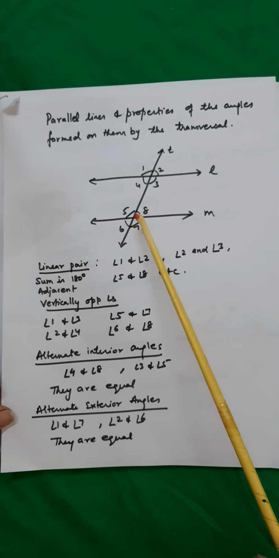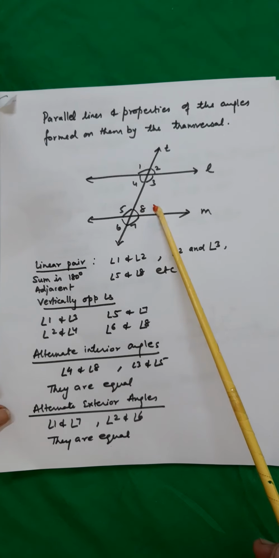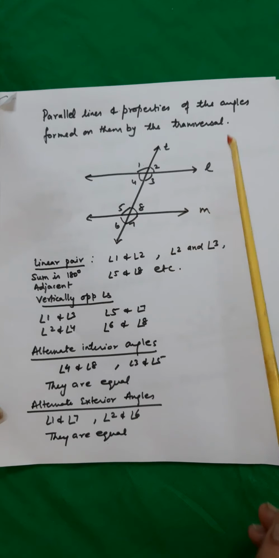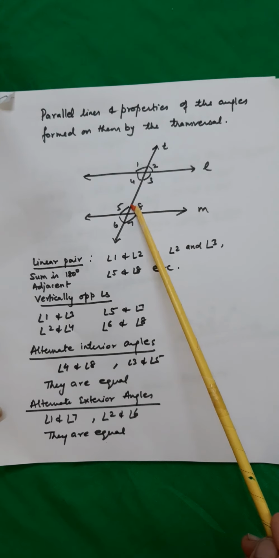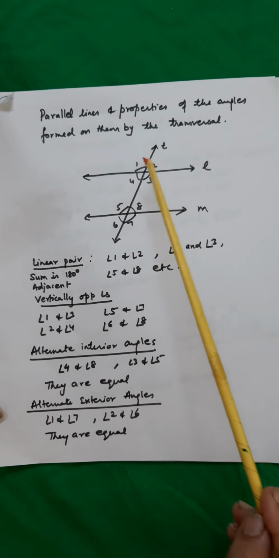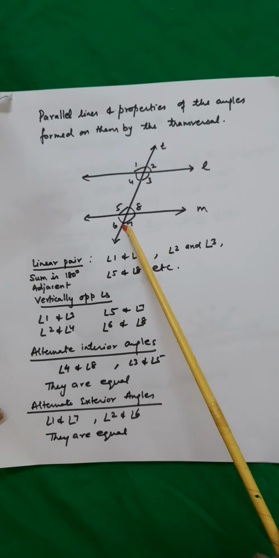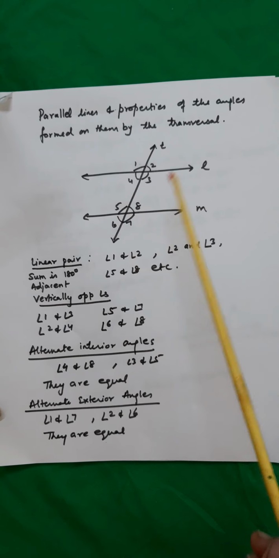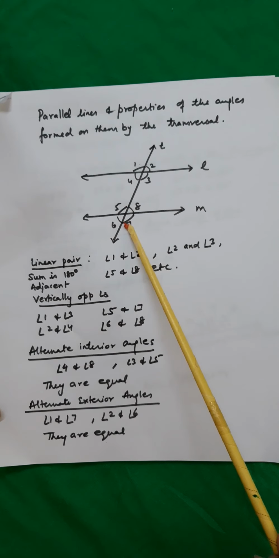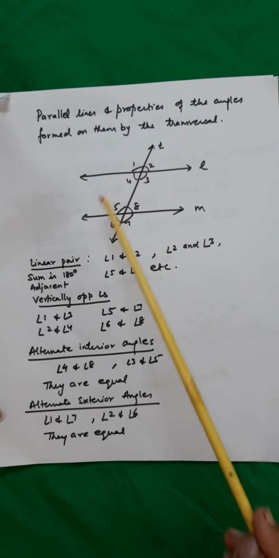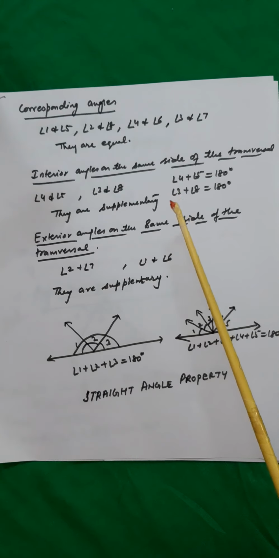Now if there are interior opposite angles, then there should be exterior opposite angles also. Yes, they are 2 and 7, angle 1 and angle 6. They also have the same property, that is they are supplementary. Angle 2 plus angle 7 is also 180 and angle 1 plus angle 6 is also 180.